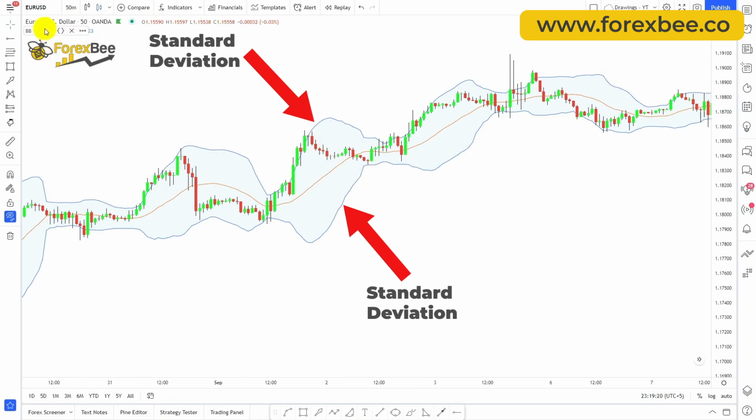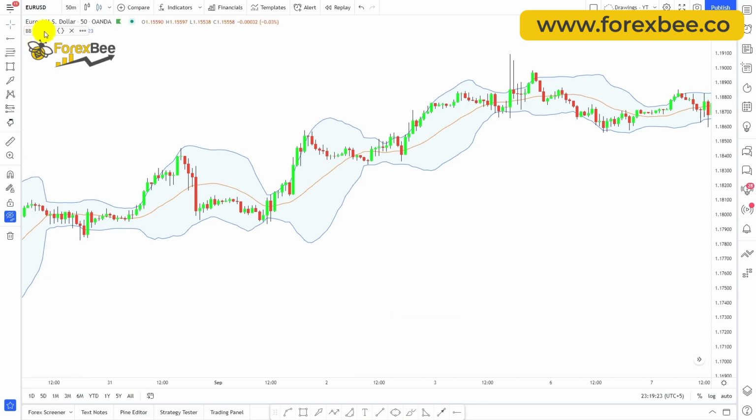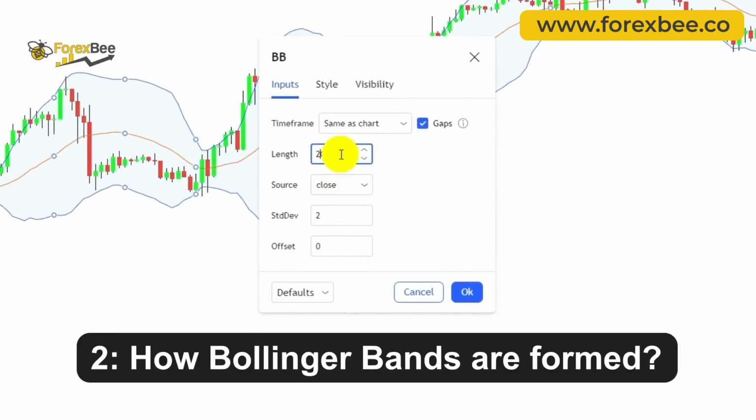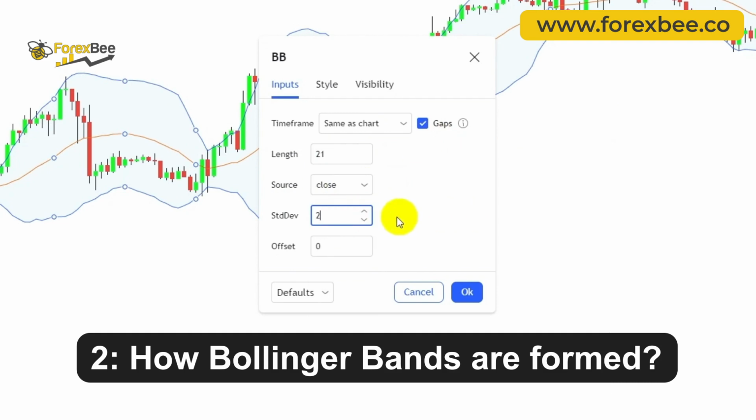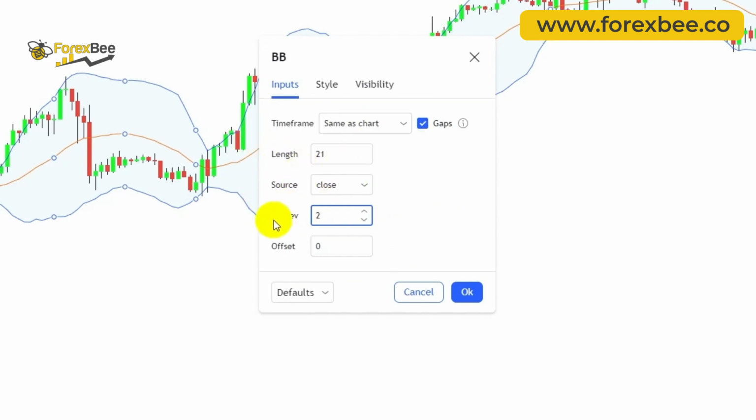In order to access the settings, we can just go here and click on this settings icon. Here we see that it's asking us for the length of our simple moving average. Ideally, we use a length of 21, and we're going to keep the close as the source. Here it's asking us for the standard deviation. The standard deviation takes the simple moving average as a source and forms these two lines, the upper line and the lower line. Here we're just going to set it to 2, because this is the optimum value.